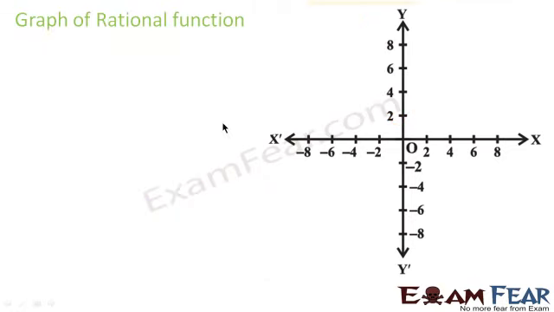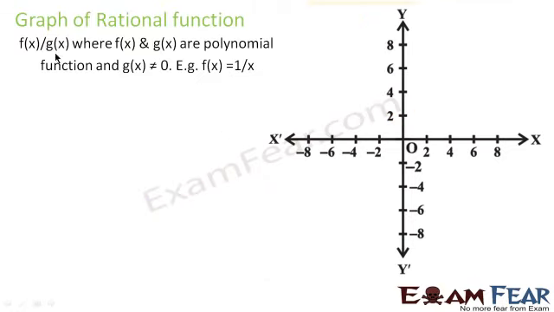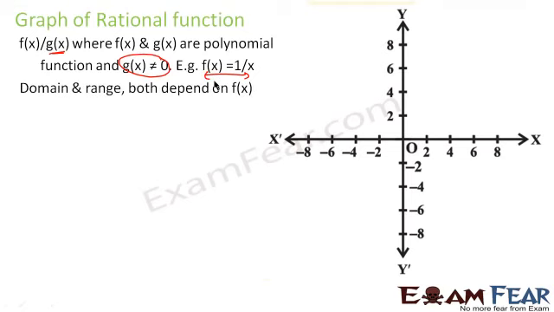Now let's take a rational function. A rational function is of the form f(x) by g(x), where g(x) is not equal to 0. Obviously, if you make g(x) equal to 0, it will become infinity. Example is f(x) is equal to 1 by x. In this case, both domain and range depend on x, because if I say 1 by x, then x can't be 0. There is an issue in the domain.